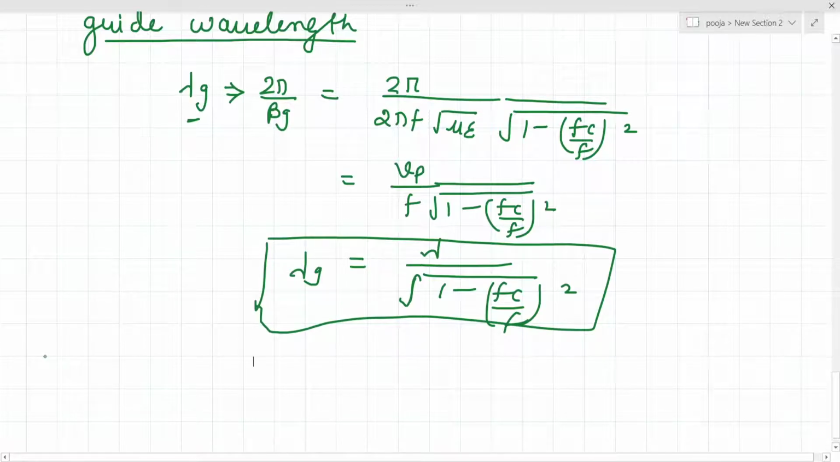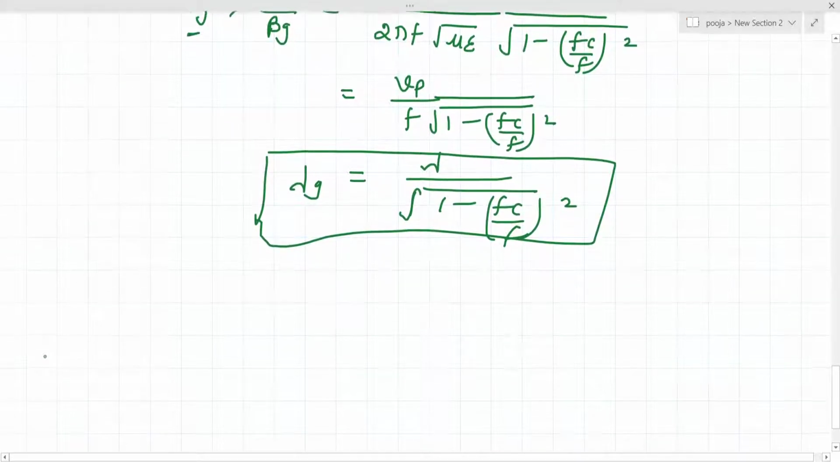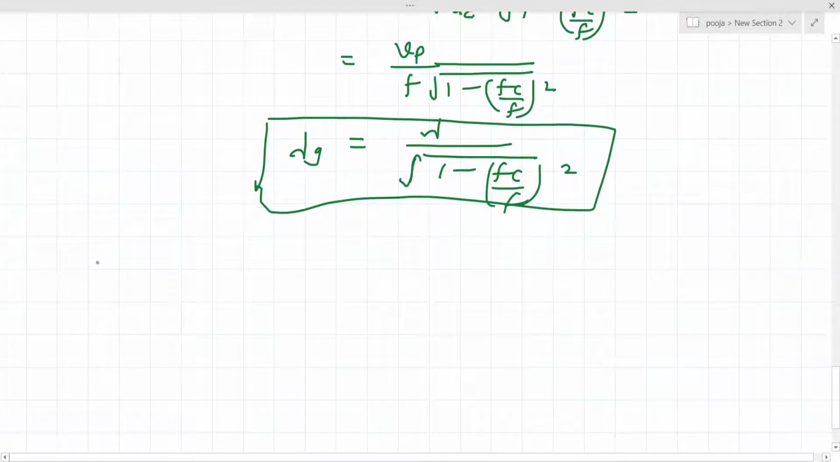Next comes the impedance, the waveguide impedance.